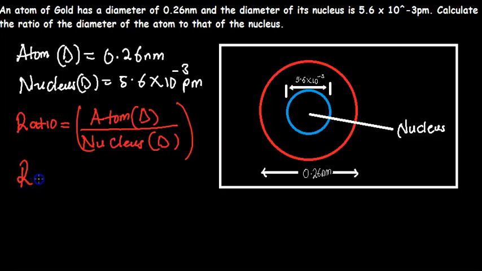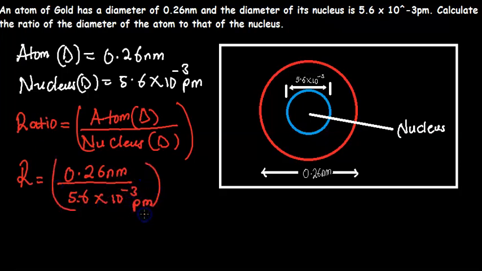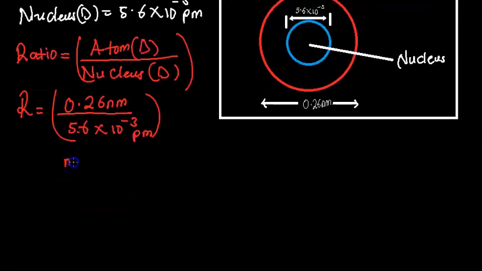Let's denote capital letter R to be the ratio. What is the atom diameter? In this case, we are given 0.26 nanometer, divided by the nucleus diameter, 5.6 × 10^-3 picometer. So the next thing we need to do is to convert the nanometer into picometer, and we said 1 nanometer is equivalent to 1000 picometer.